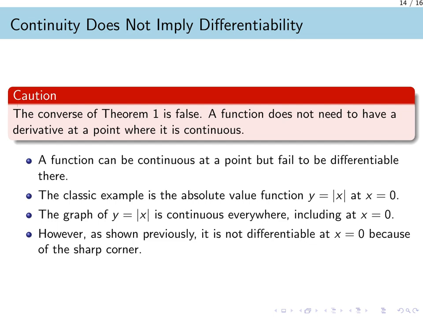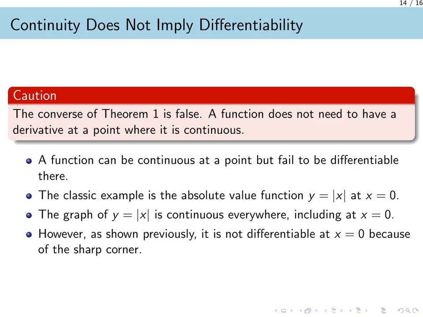While we know that a function must be continuous to be differentiable, the reverse is not true, which is a common point of confusion. A function can be perfectly continuous at a point, but still fail to have a derivative there. The classic example we have already seen is the function y equals the absolute value of x. This function's graph is a V-shape that is continuous everywhere. You can draw the entire graph without lifting your pen from the paper.